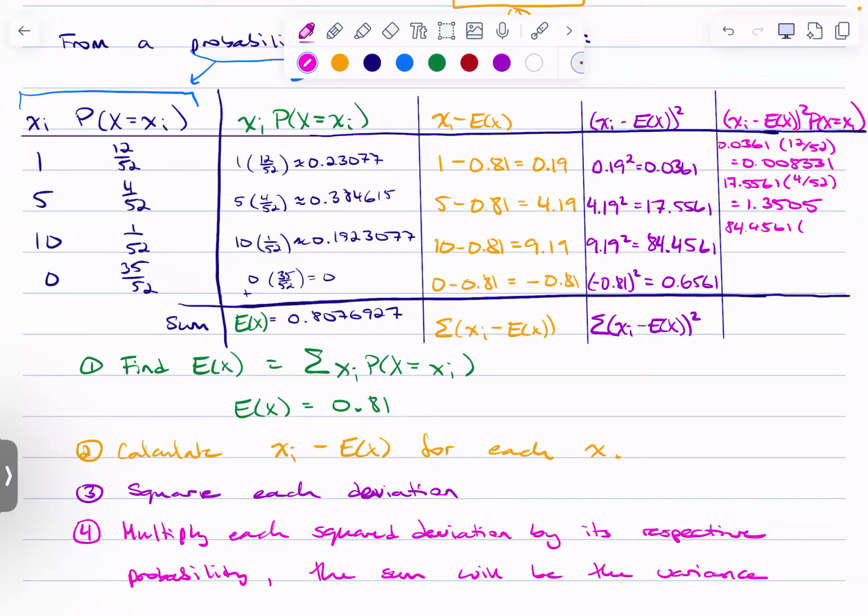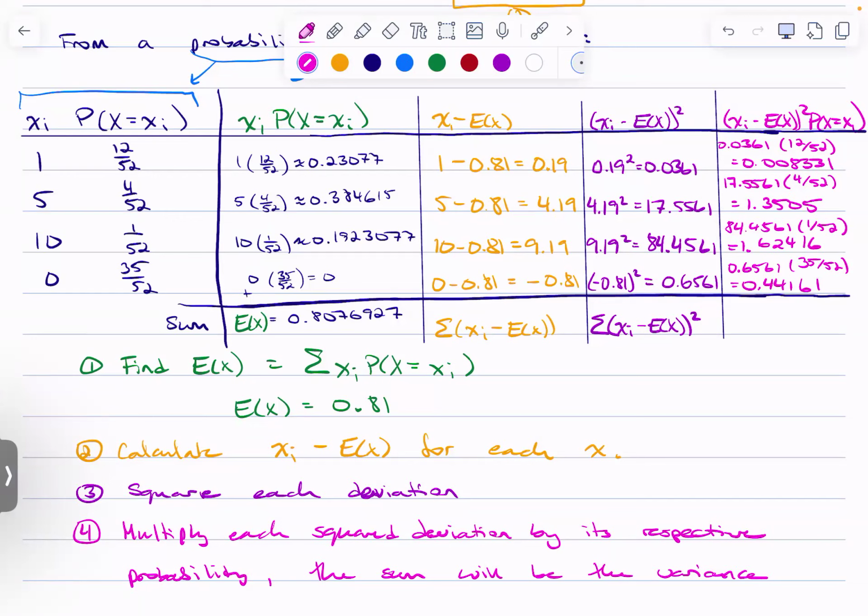84.4561 times 1 over 52 gives 1.62416. And finally, 0.6561 times 35 over 52 gives 0.4416. Good measure.